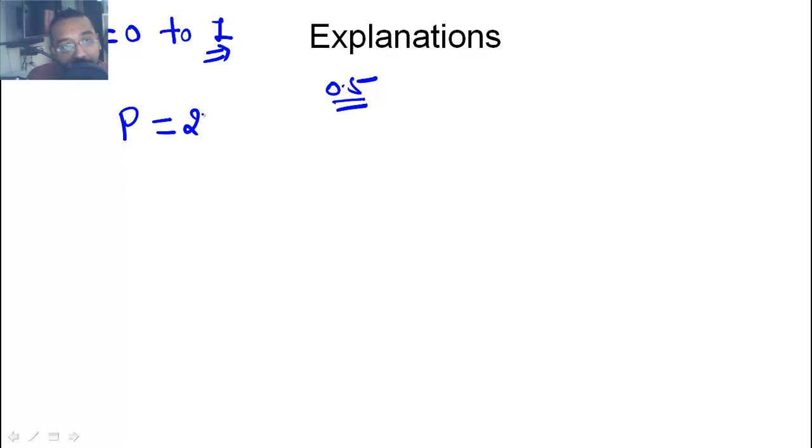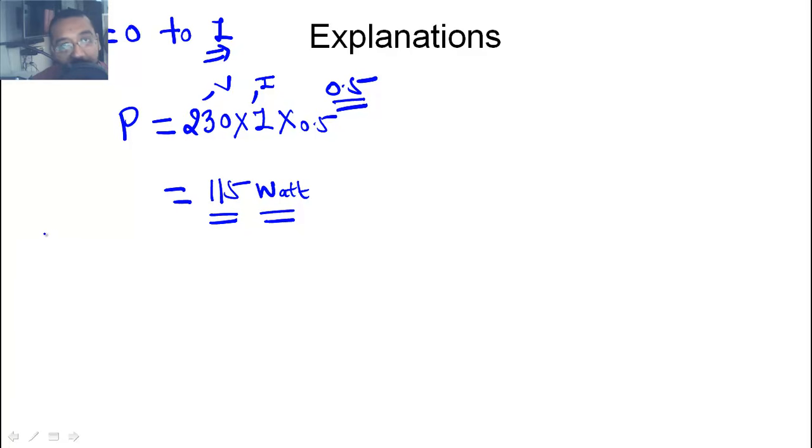Now let's suppose you are consuming 230 volt and your home appliance is working on 1 ampere. That is the value of current and this is the value of voltage, and now the power factor is 0.5. So the power that you are consuming and will be charged for will be 115 watt only. So you will be charged for this 115 watts.